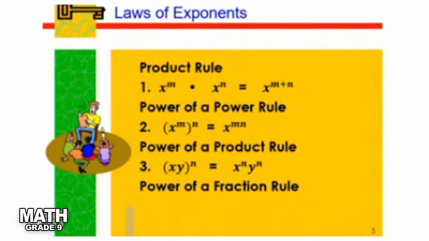And last, number 4 is the power of a fraction rule, which is the quantity of x over y raised to n is equal to x raised to n over y raised to n. We will be using these laws of exponents to derive the laws of radicals.